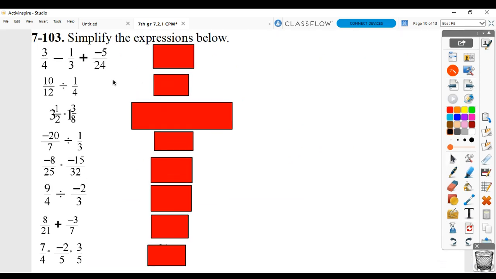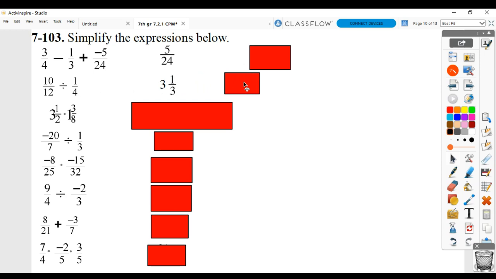Here you need to make sure you have work shown. I'm going to simply put the answers, but you need to make sure you can justify it with your work. So here you'd need a common denominator. You end up getting 5/24. Here you would want to show your keep, change, flip, simplify as well. You get 3 1/3. Here you'd want to show that you changed them to improper fractions before you multiplied.